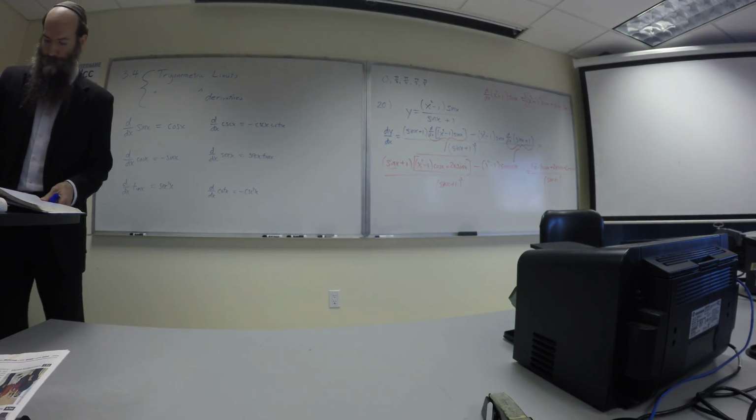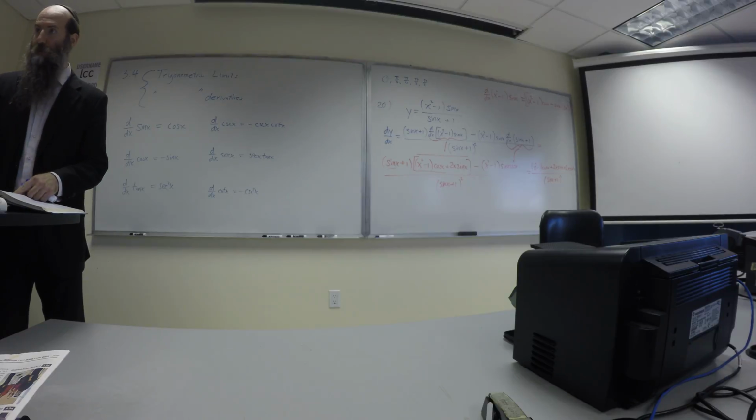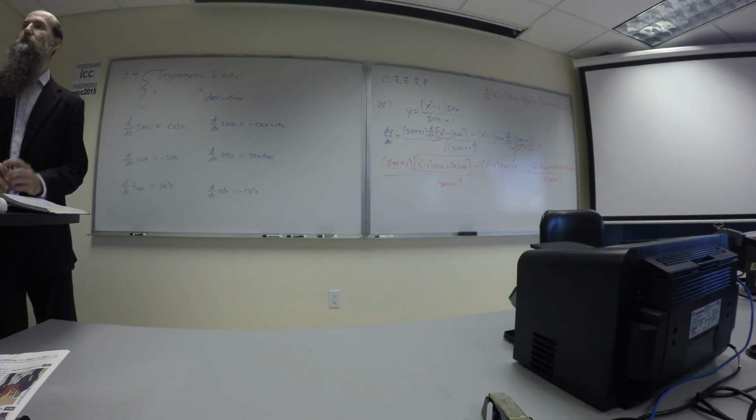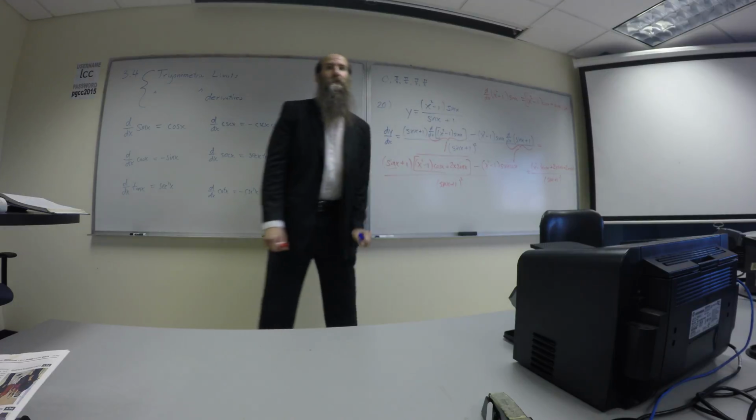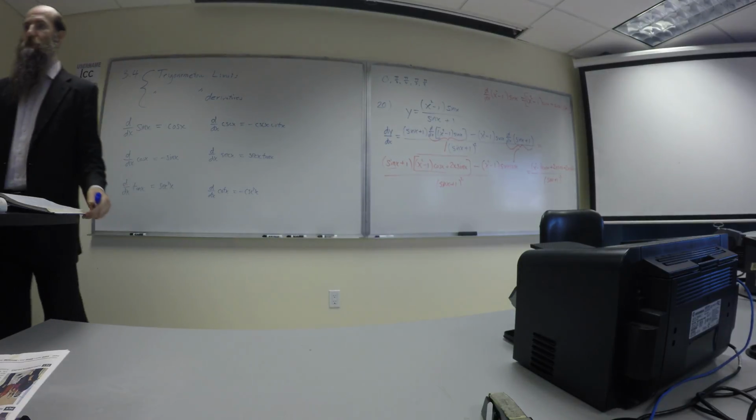Yep. How do we know when we get to the answer? If it told you to go, let's say, as x is approaching pi over 6, you would put pi over 6 in there. And that would tell you the slope of this thing at pi over 6. That's what you would know.